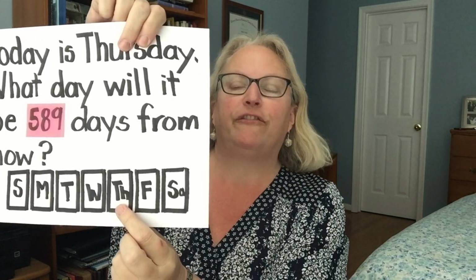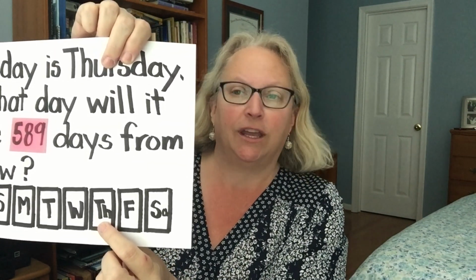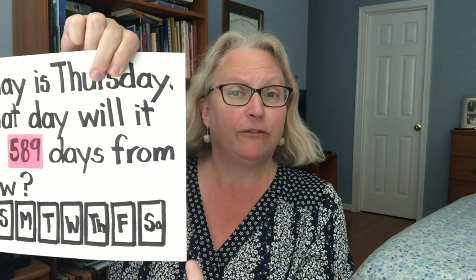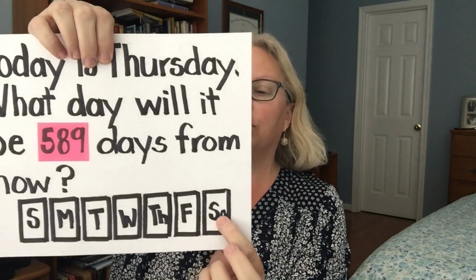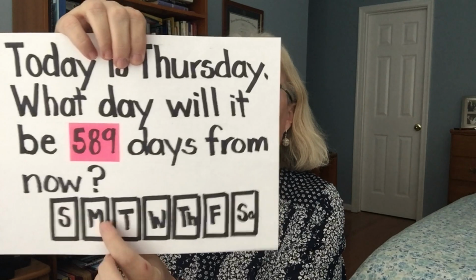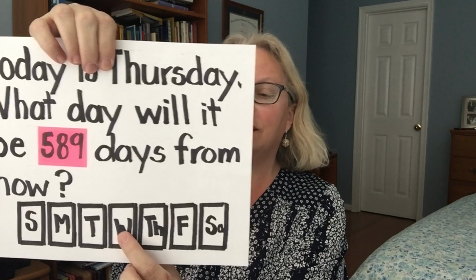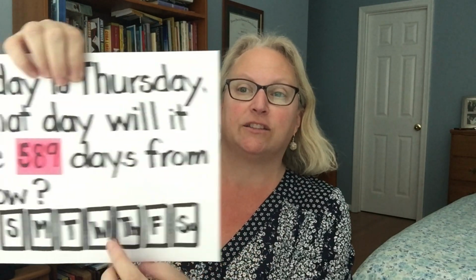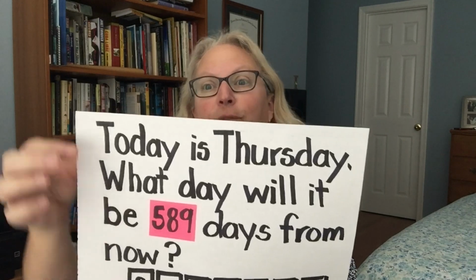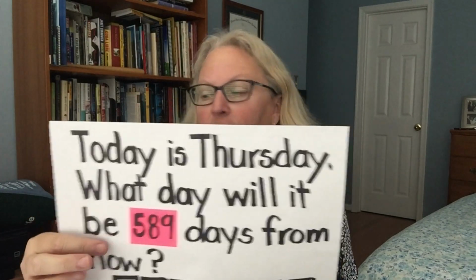If I add in 21, I get 581. So I know that if today is Thursday, 581 days from now, it will also be Thursday. Now I could count on from 581 if I wish, in which case I'd get 582, 583, 584, 585, 586, 587, 588, 589. And I end up on a Friday. So 589 days from this Thursday will be a Friday.